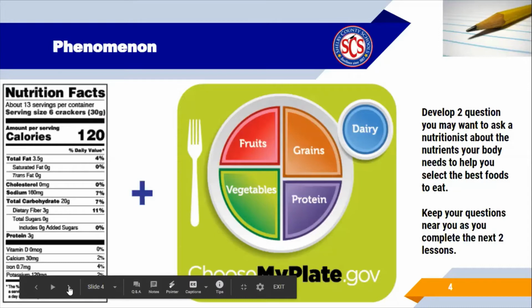Use your paper and pencil to develop 2 questions you would ask a nutritionist about the nutrients your body needs to help you select the best foods to eat. I think that I would ask, why are these amounts recommended for me to eat? What would you want to know? You have 3 minutes to develop your 2 questions.